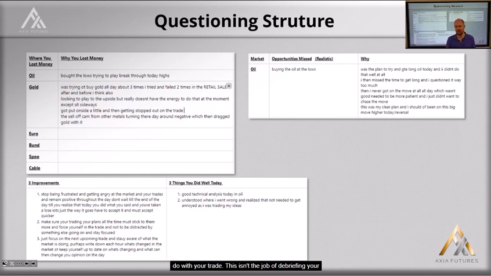This isn't the job of debriefing your trade. But what it does is keep you on an even keel, not getting overly frustrated by the result of that last trade. That's gone now. We'll leave that to the debrief later. If you ask yourself, what information have I learned about what the market wants to do, you put yourself back into the state of looking for new opportunities.